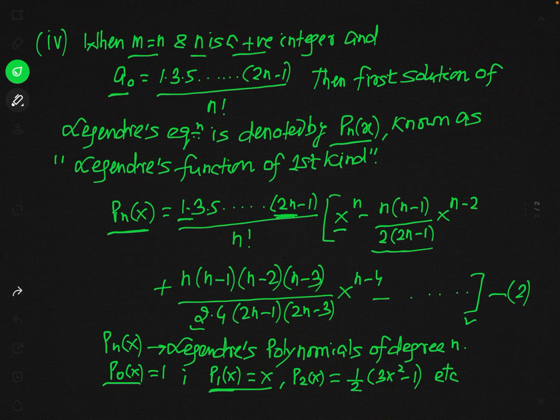Similarly, if we find P2 of x, then you see 2n minus 1 will become 2 into 2 minus 1, that is 4 minus 1, that is 3.